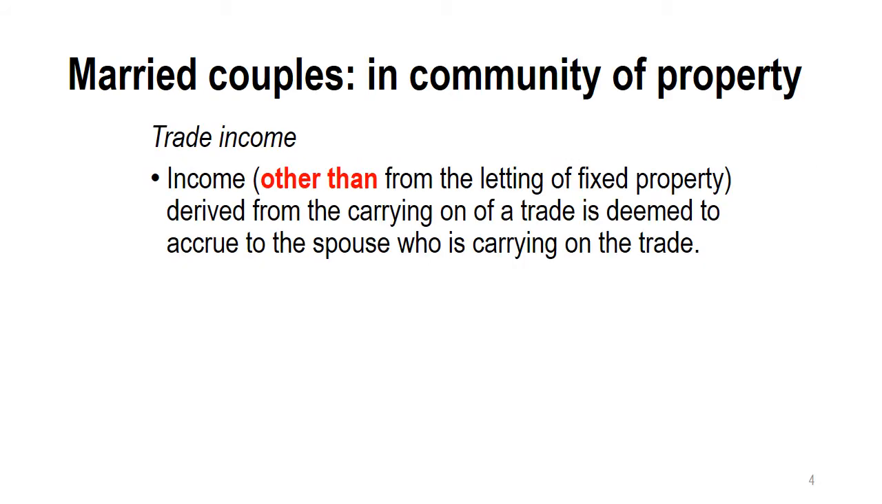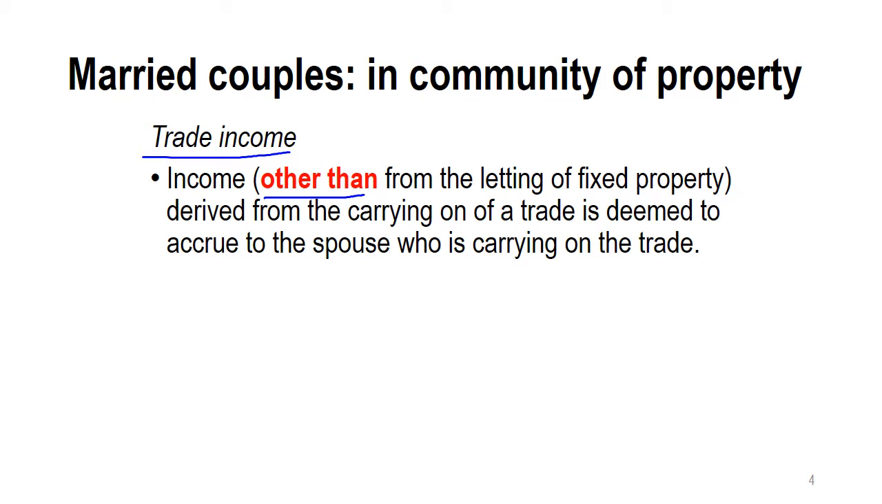So if you are dealing with spouses that are married in community of property, if we talk about income from a trade, right? So income from a trade is income other than the letting of fixed property. So if you earn rental income from the letting of fixed property and you are married in community of property, that rental income is not seen as income from a trade.